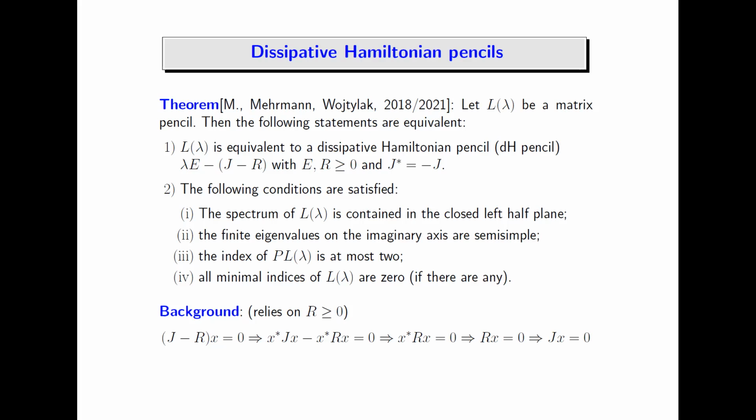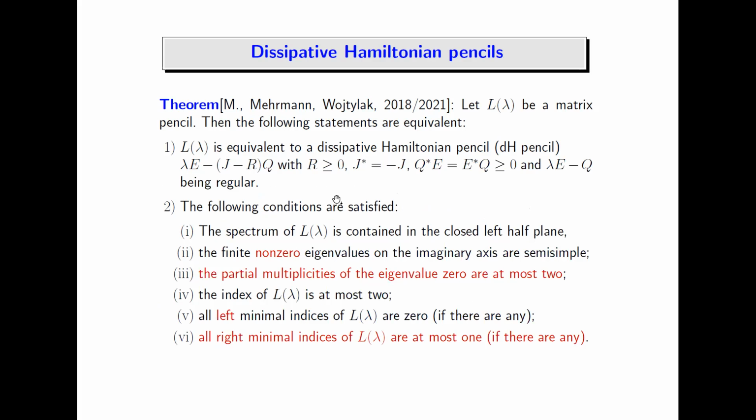So what happens if Q is not the identity? Then recall, E itself need not be positive semi-definite, but this product, Q star times E, is still positive semi-definite. Then we have the following result, and we have to add here that the pencil that consists of this E and Q should be regular, because otherwise one cannot say very much. The pencil does not have any nice spectral properties in general.